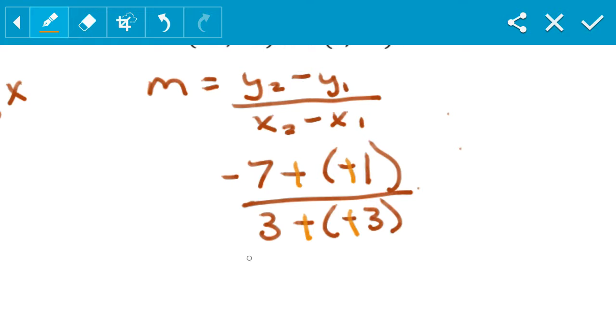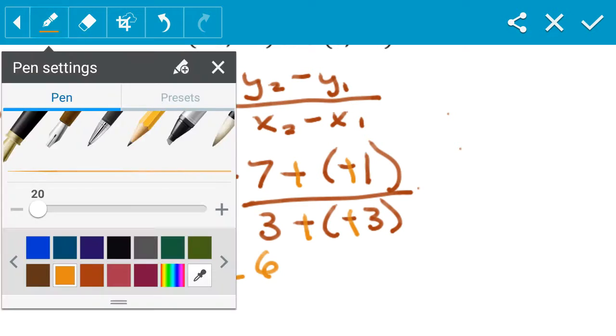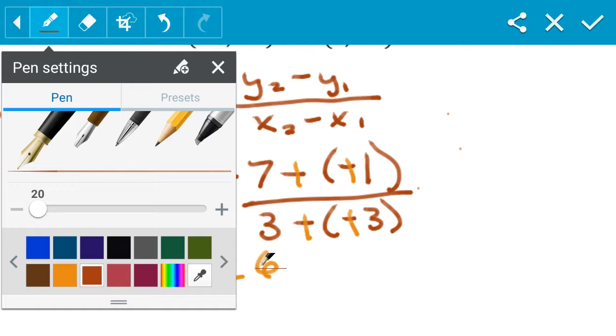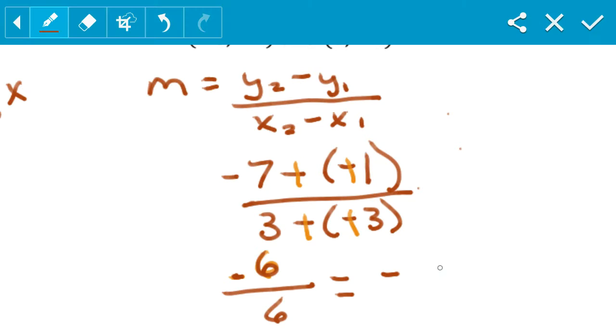So we have -7 plus 1 is -6. Got to go back to my other color. So now we have -6 over 3 plus 3 is 6. We have one negative. That makes the number negative. 6 divided by 6 is 1. And so we know that m equals -1.